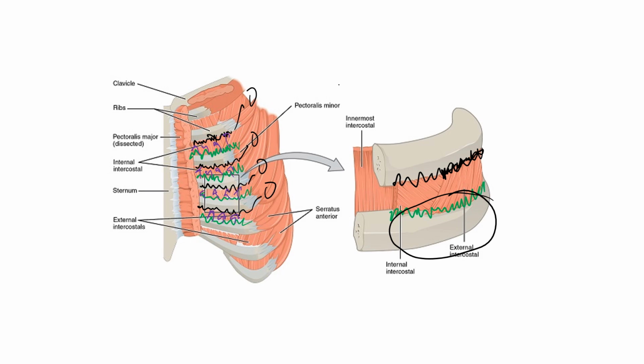It's going to result in the ribs moving upwards and also outwards, like the handle on a bucket, when the external intercostal muscles contract. When the external intercostal muscles contract, what happens is the ribs move up and out.